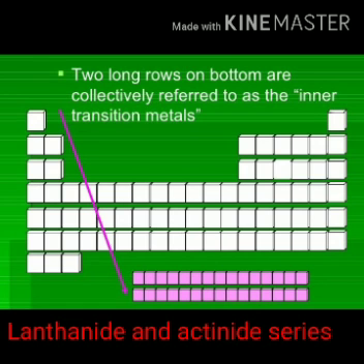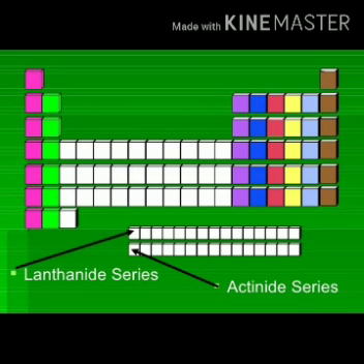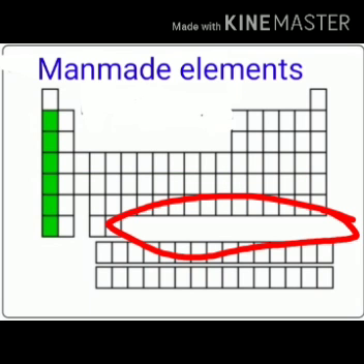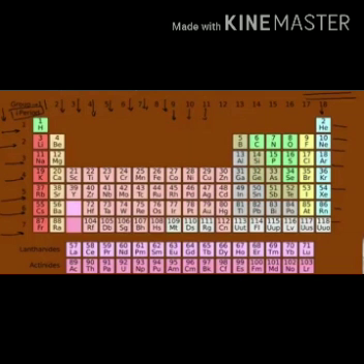These are called the lanthanide and actinide series respectively. The total number of elements in the periodic table including the two series is 118. Few elements were discovered experimentally, and thereby the modern periodic table is now completely filled.